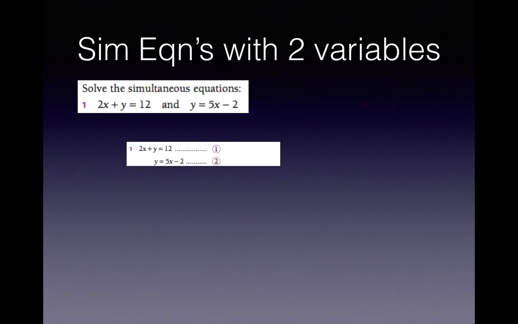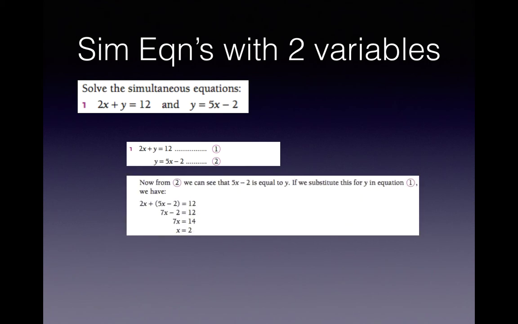So there are my two equations. Like I said, in the first equation, we'll have 2x plus, instead of y, we'll put in 5x minus 2, and that should equal 12. So the first step there is we've made that substitution. Then it's just a case of simplifying it, making x the subject of the equation, and x works out as 2. Just like with the previous method, to find the y value now, we substitute x equals 2 into either of the two original equations.